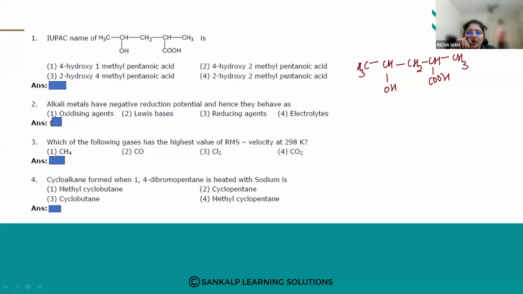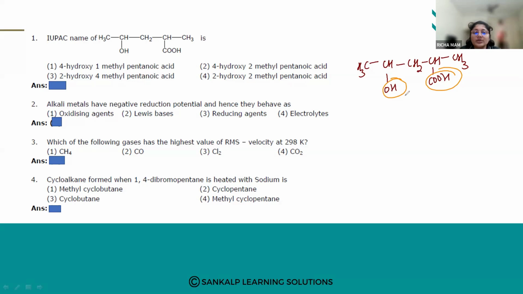So how are you going to give the IUPAC nomenclature according to the IUPAC? How are we going to name this compound? Okay, I'll tell you, we'll go for the answer. Here two functional groups are there: one is the carboxylic acid group, and another is the hydroxy group.